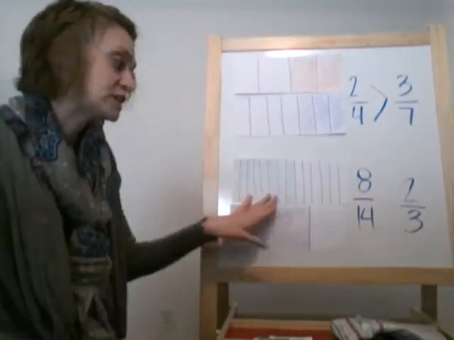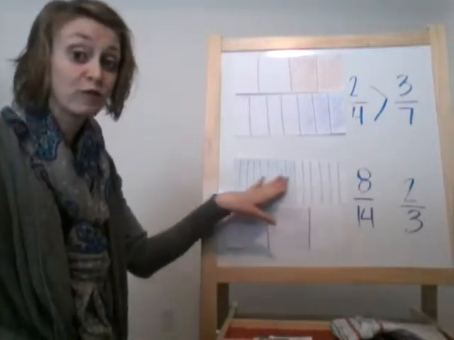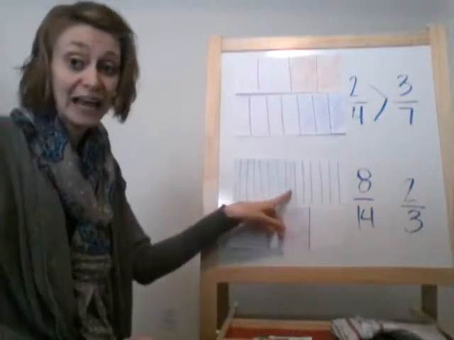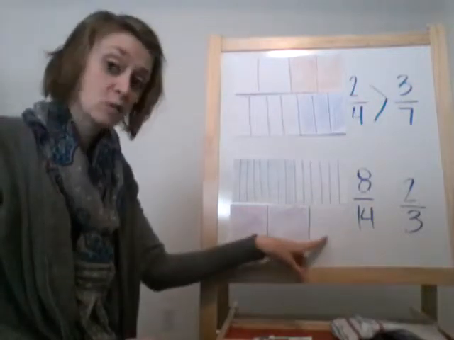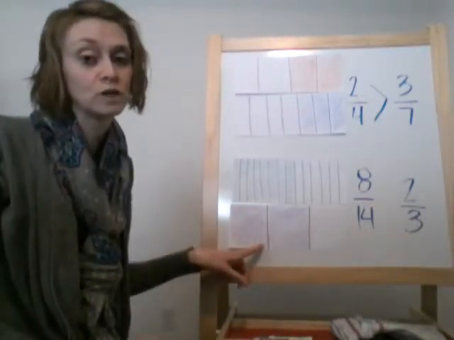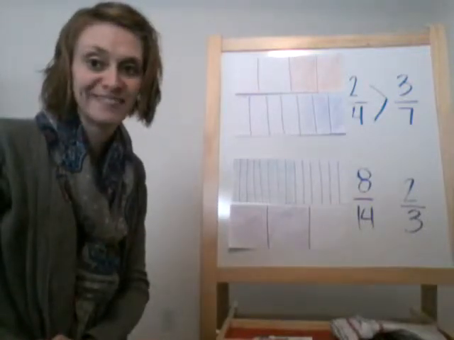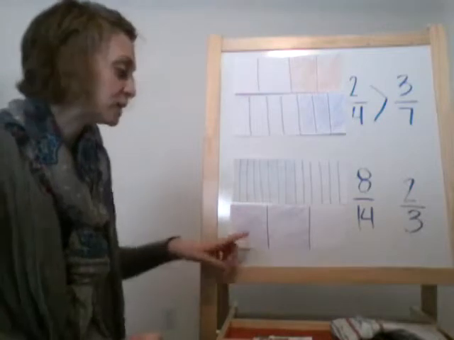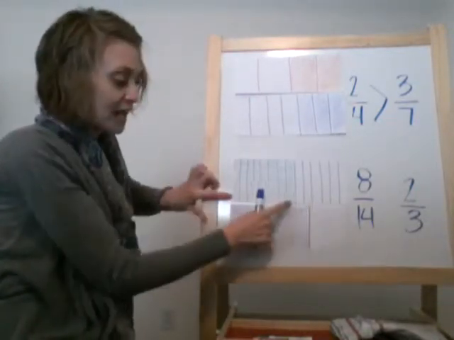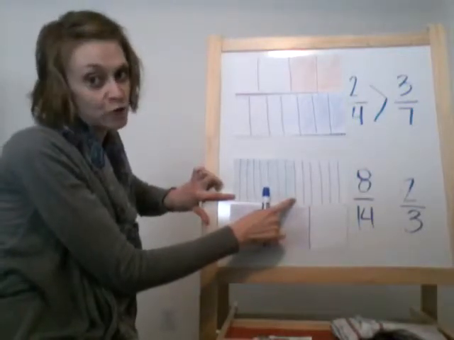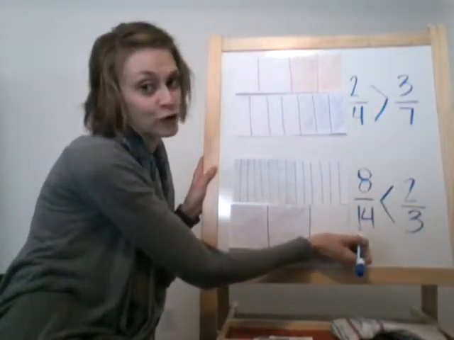Now let's look down here. Down here I have 8/14. So my whole is cut into 14 equal pieces, and I've shaded in 8 of them. And down here I have 2/3. My whole is cut into 3 equal pieces, and I have 2 of those. So which one is bigger, 8/14 or 2/3? You got it, 2/3, because look how much more we have with our 2/3 and how much less we have with our 8/14. So 2/3 is greater than 8/14.